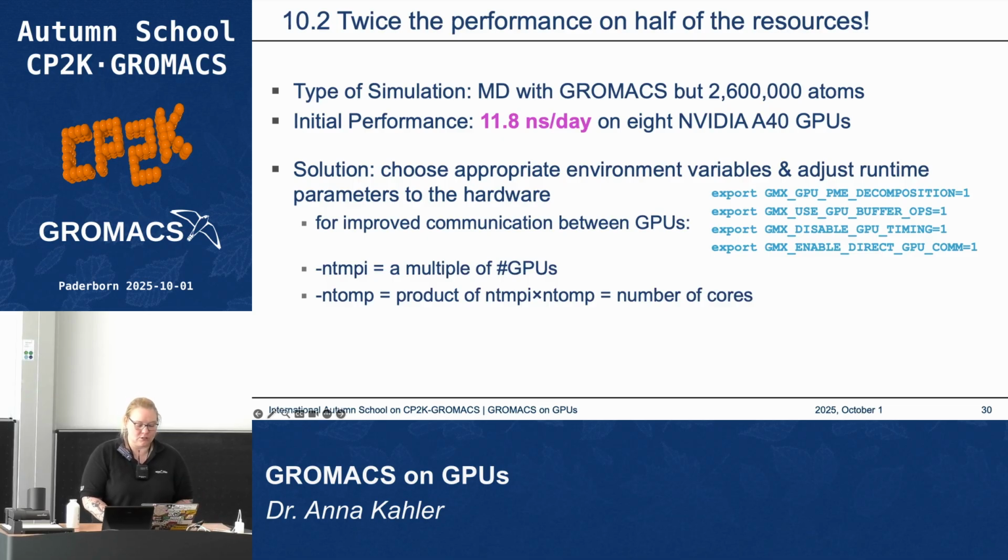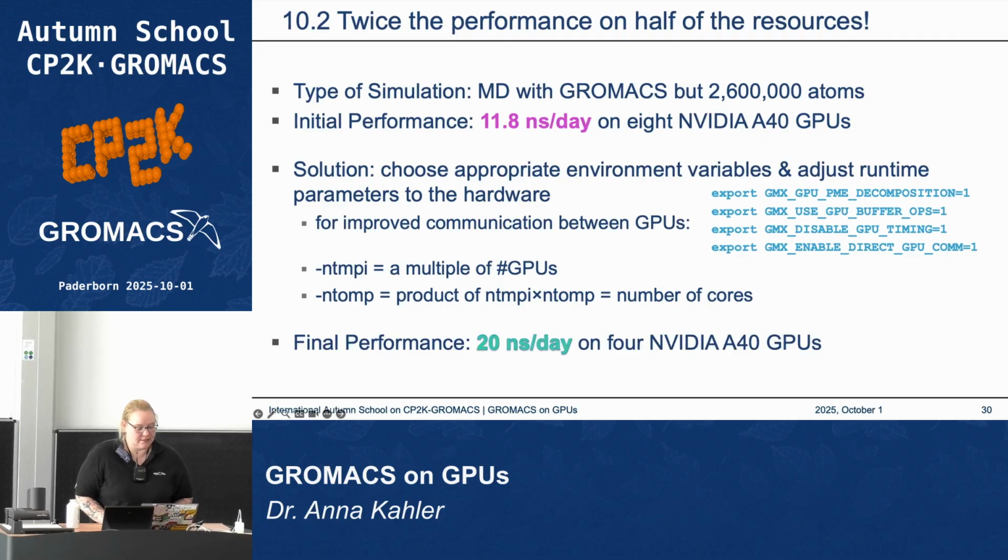It didn't work out. And in the end, we had a performance of 20 nanoseconds on 4 NVIDIA A40 GPUs, so we were able to double the performance on half of the hardware, which also made everyone happy because the user was happy, we were happy. It is great if we can work together and find a solution for the problems.